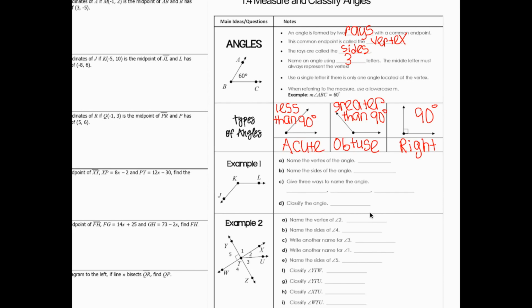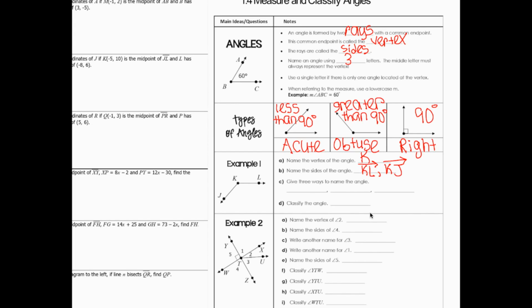Okay, so example 1, name the vertex of the angle. So the vertex is the corner of the angle. It's where the two endpoints of the rays meet. So that would be K. The sides of the angles are both rays. So it's ray KL and ray KJ.